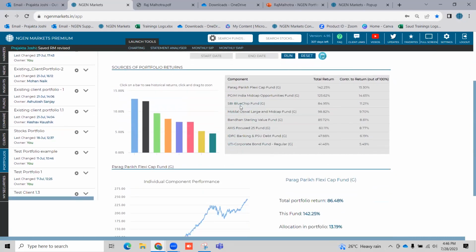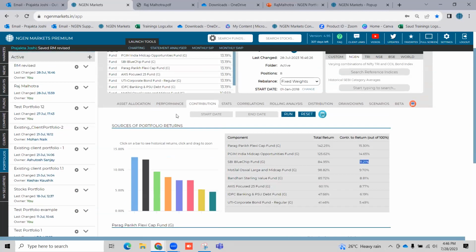So in this case, you can see that SBI is now contributing among the top 3, right? 11.21. Of course, we have replaced debt with equity. I mean, it's not an exact asset class replacement, but this is how you do it. This is how the functionality works.